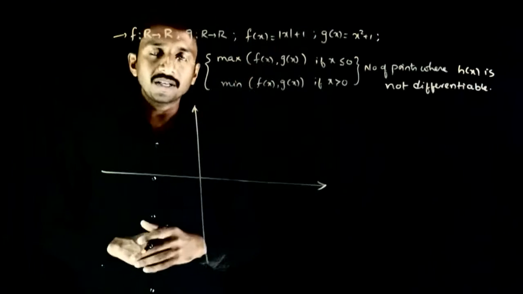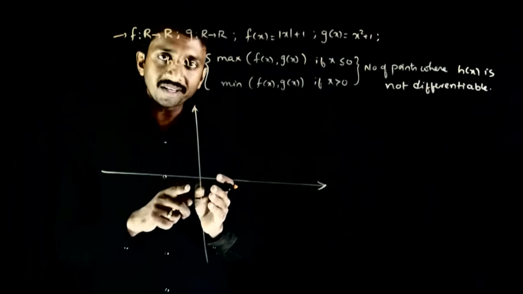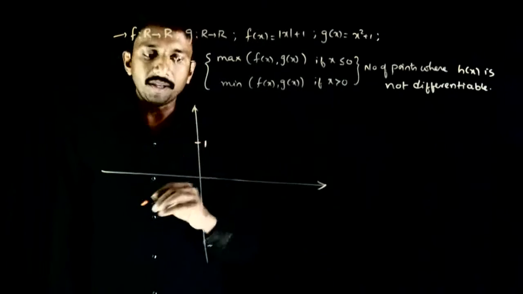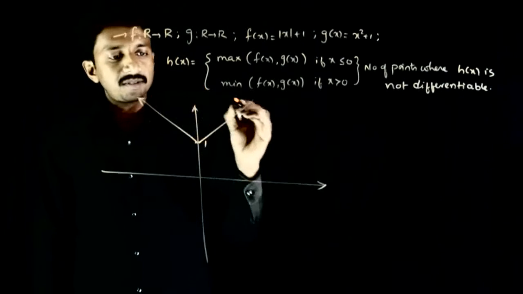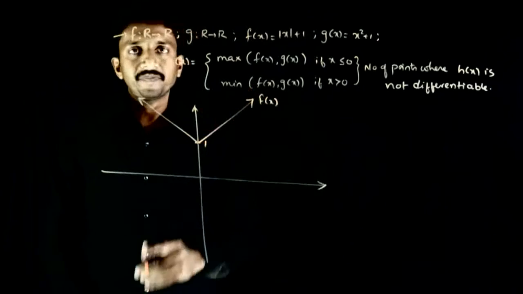So f of x is modulus of x plus 1. So इसका ग्राफ कैसे होगा f of x का? Mod x का ग्राफ जो है that will go 1 unit upwards. So 1 है तो modulus of x plus 1 का ग्राफ जो है it will look like this. This is the graph of f of x.